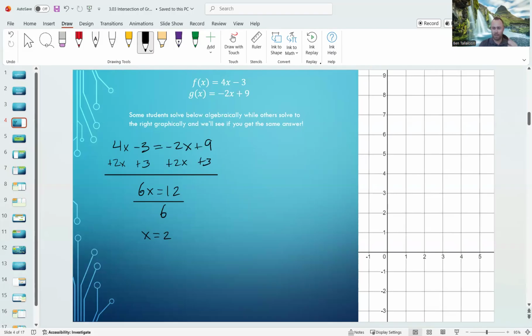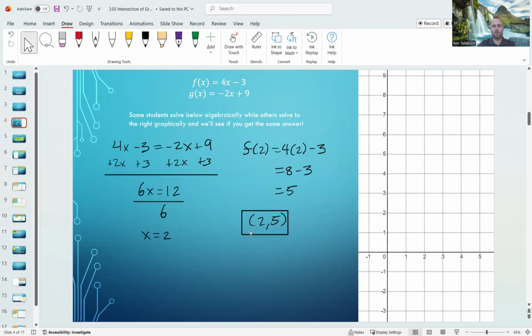Well, remember, this point is a solution to the system, so it doesn't matter which function you plug it into. I'm just going to go with the first one. The numbers are slightly smaller. So 4 times 2 minus 3 is 8 minus 3, and that's 5. So when x is 2, y is 5. That is our one and only solution to this system.